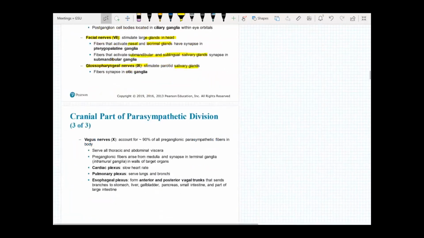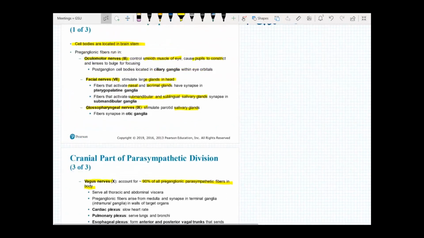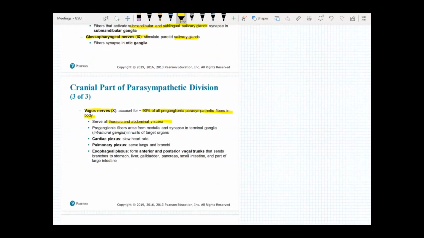And then the last nerve that is controlled by the parasympathetic division is the vagus nerve, so cranial nerve 10. This is actually 90% of all of your preganglionic parasympathetic fibers in your body. So this is what we meant when we said the vagus nerve carried sensory and motor. So this is the motor side. And it was traveling to the abdomen, not the head or neck. So the vagus nerve is not innervating the head or neck. These other three up here are. So it is serving the thoracic and the abdominal viscera.